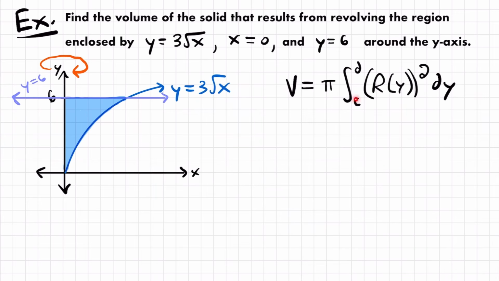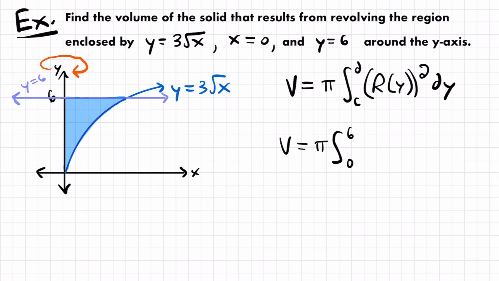All right, and so let's determine what our bounds of integration will be. We'll set up our definite integral here. The volume will be equal to pi times the integral from a lower bound to an upper bound in terms of y, and it looks like our shaded region here is located between the y values of 0 and 6. And so our lower bound will be 0 and our upper bound will be 6.